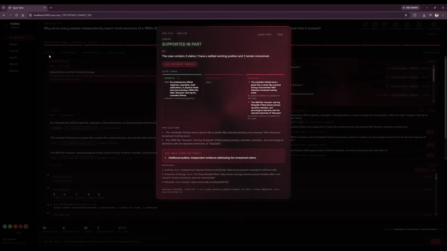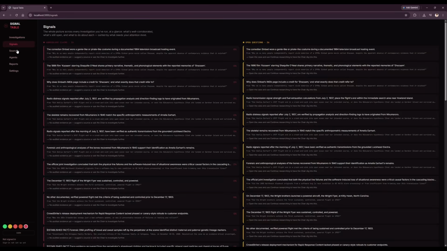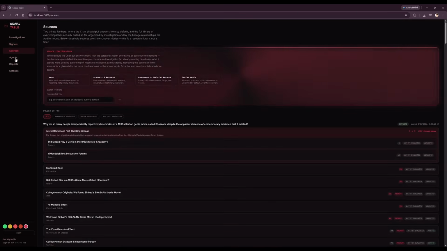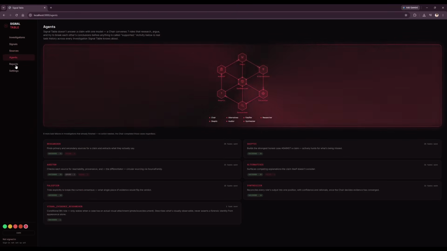Now the research is coming back, and you can watch the case grow with it. New sources are being added, and once that happens, audit starts checking whether those sources actually give us independent evidence. That part matters because 5 links don't necessarily mean 5 pieces of evidence. Different sites can trace back to the same exact original source, and Signal Table is supposed to catch that instead of pretending the evidence is stronger than it really is.